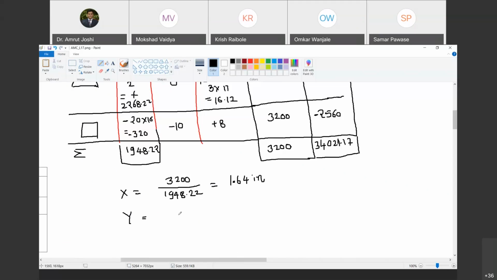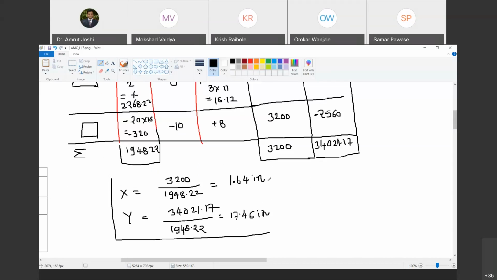And what is Y bar? Y bar is summation AiYi, that is 34021.19 divided by 1948.22. Tell me. 17.46 inches. Do you agree with me? Yes, sir. So this is the answer. These are the x and y coordinates of the centroid with reference to the given origin and given coordinate system. Are you with me? Yes, sir.